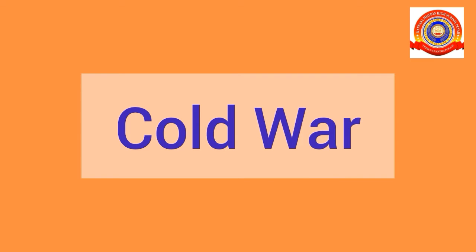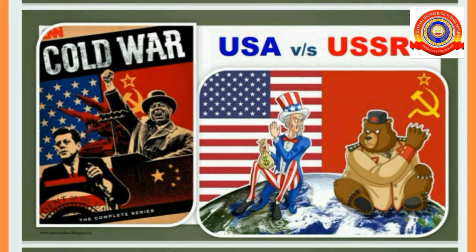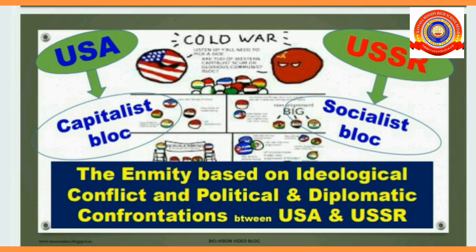Another important event that happened in the world after Second World War was the Cold War. Let's learn about it. The USA and USSR, which formed an anti-fascist alliance during the Second World War, parted from each other after the war. The USA floated a new alliance of capitalist countries while the USSR led socialist nations.